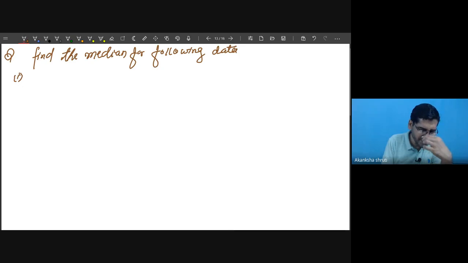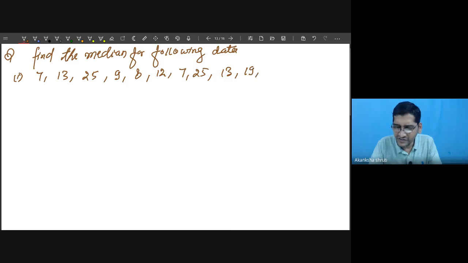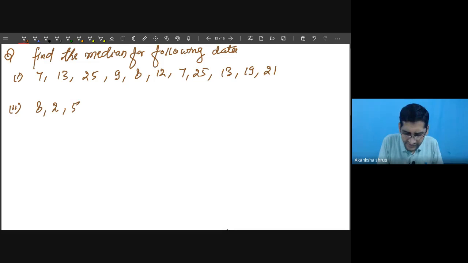First one, the given data is 7, 13, 25, 9, 8, 12, 7, 25, 13, 19, 21. This one. The second case is 8, 2, 5, and some observation is 0 also. So we need to write the 0. We have to start with 0.